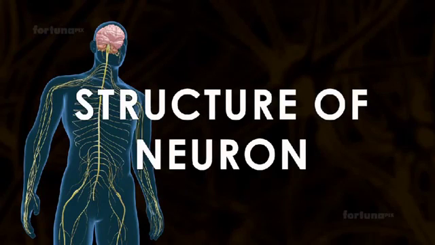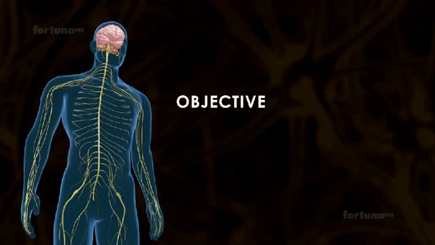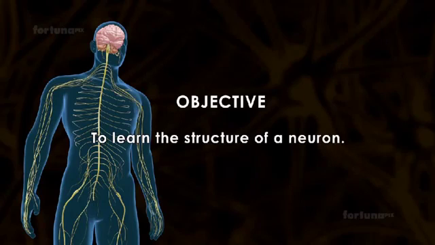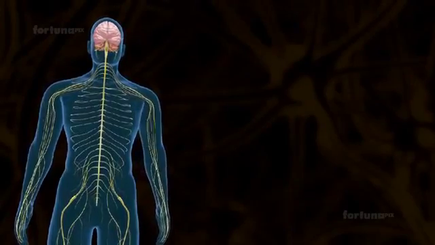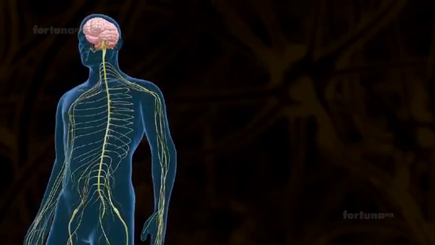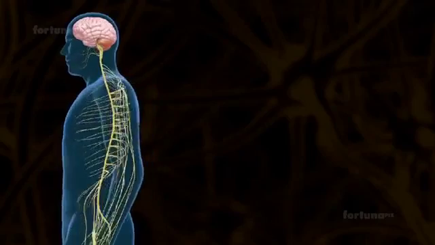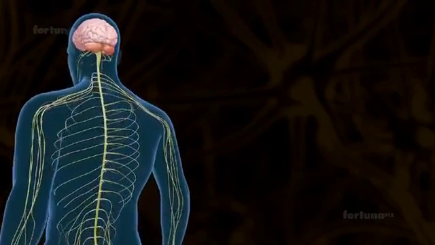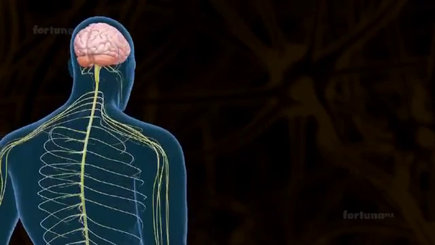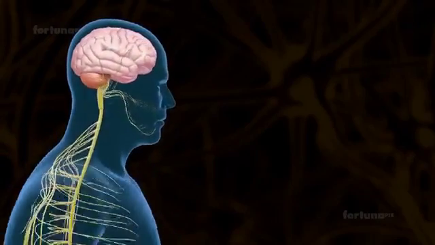Structure of a neuron. Objective: to learn the structure of a neuron. We tend to think of the nervous system primarily as having to do with stimuli response, but it also works to control and coordinate the functions of the body.